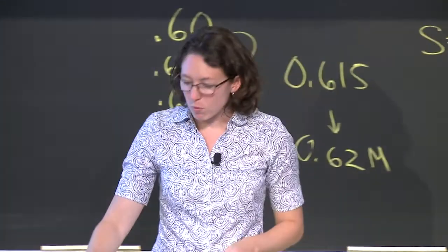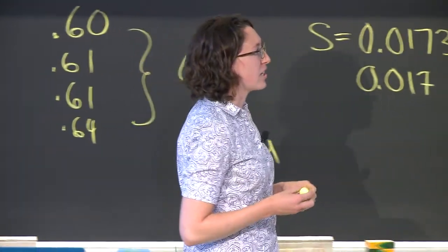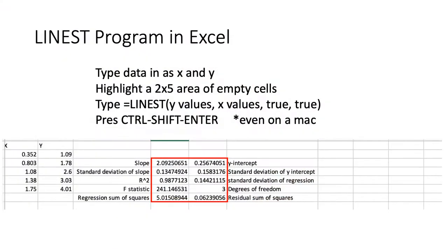The last thing that we can do to get more information out of a set of linear data is to use the LINEST function in Excel. If you've never done this before, you type in your data as a series of x and y points, and then, in addition to graphing it, you highlight a 2x5 area of empty cells. While that's highlighted, in the first cell you type in =LINEST, and then it'll prompt you to highlight your y values, then highlight your x values, and then you can type TRUE and TRUE. If you type FALSE, it'll set the y-intercept to 0, and we don't want to force our lines through 0.